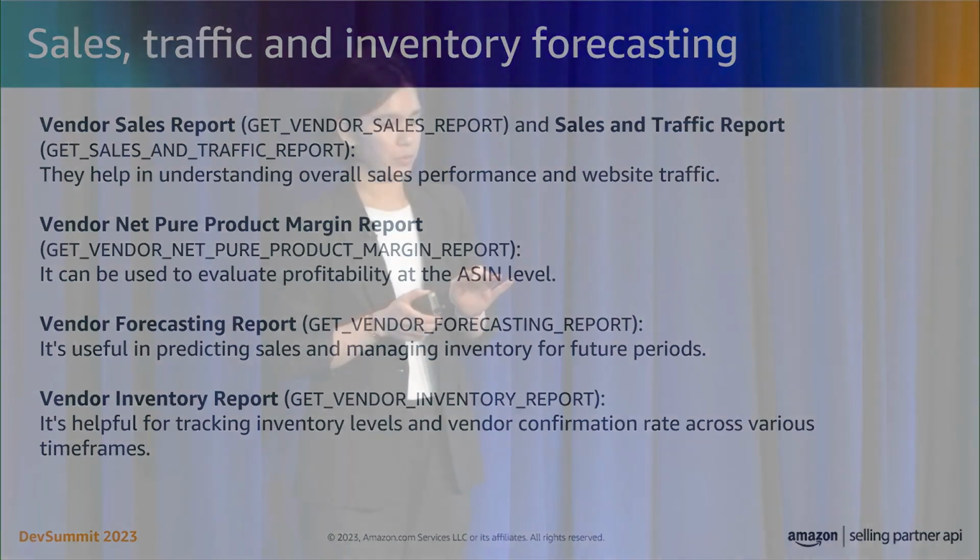So the sales and traffic report is available to sellers, versus the vendor sales report, which is available for vendors only. With these reports, you're able to get key retail metrics such as ordered and shipped revenues and units, along with page traffic metrics. This helps in understanding overall sales performance and website traffic for your orders.